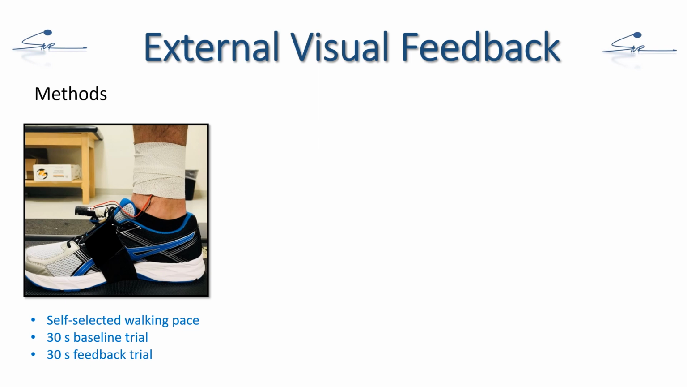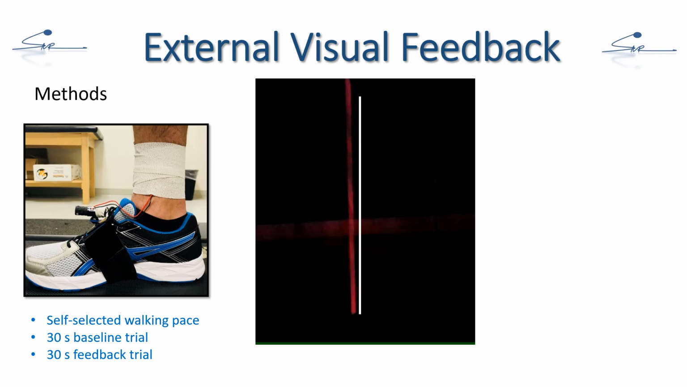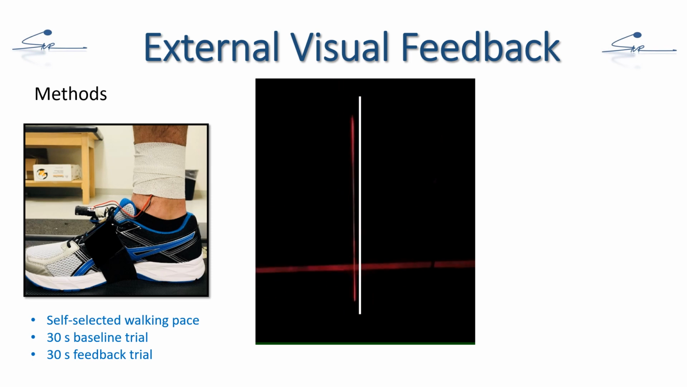We then asked them to return to their comfortable walking pace that they did during their baseline trial. And then we had them walking on the treadmill. So as you can see, this is what the laser looked like projected onto the wall in front of them while they walked. The white piece of tape that was placed on the wall, we asked them to walk in a way that the vertical line of the laser would be in line with that of the tape, and to walk in such that they would reduce the amount of rotation of the cross line.